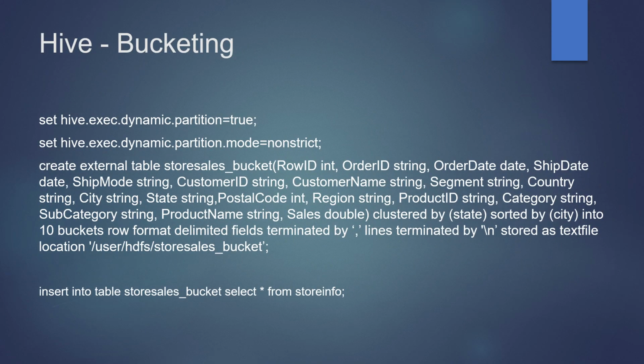To create a bucketed table and load the bucket table, first we need to set the dynamic property true and partition mode as non-strict. Then we are creating the table store_sales_bucket with the clustered by clause having state and sorted by city into 10 buckets. Then we are loading the table created from the store info table which we have created already.